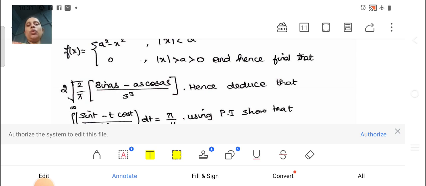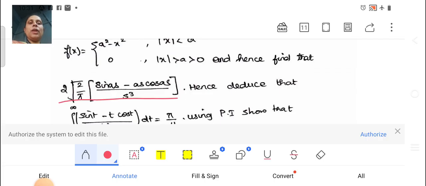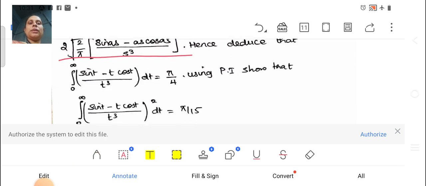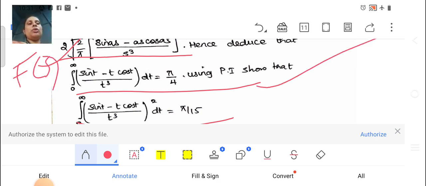See that 2 root 2 by pi. So here, this one, and this one, and this one. In the first one we are going to solve for capital F of s. In the second one we want to use the inverse Fourier transform. In the third one we are going to use the Parseval identity.